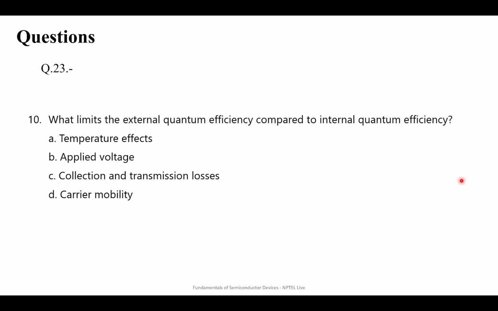Yes, sir. Temperature effects, applied voltage, collection and transmission losses, carrier mobility. Sir, sorry for interruption, sir. Yes. Can you one more time say the difference between external and internal quantum efficiency? I will explain through the answer to this question. No, sir, whatever you told, that due to glass and other material the efficiency will be less. Yes. So the answer to this is collection and transmission losses.